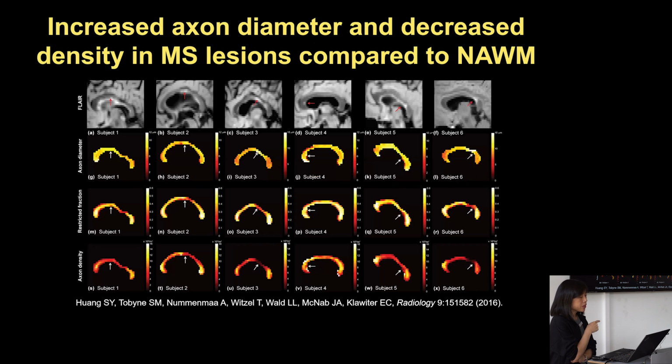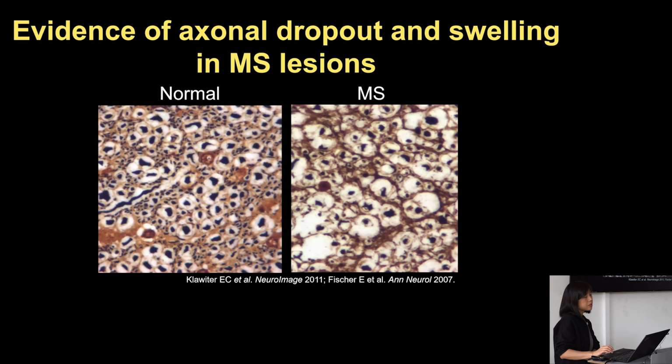And so in a fairly early study that we did, subsequent to our initial studies of axonal diameter in the healthy corpus callosum, we imaged a series of MS patients who had lesions in the midline corpus callosum. And what we found even in this small series was a systematic observed increase in axonal diameter corresponding to these demyelinating lesions and a decrease in the axonal density. And this finding was intriguing because it actually agrees with histological evidence of axonal dropout and swelling in MS lesions.